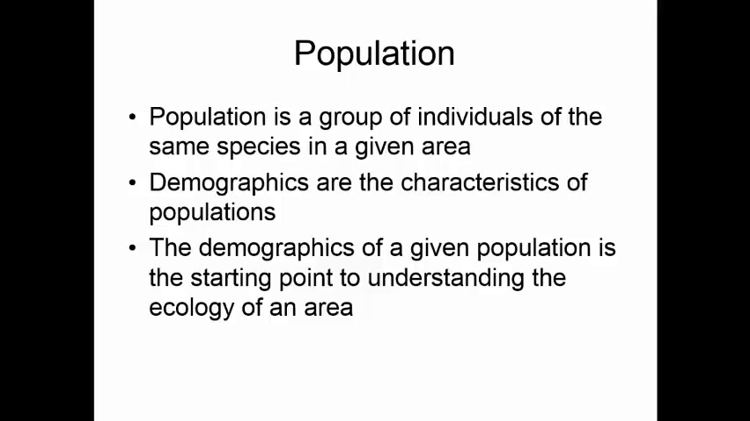And the demographics of a given population is the starting point to understanding the ecology of an area. So when you look at all the different types and all the different possibilities of that population, you can start getting an idea of what's happening in that area, where that population might be going as far as how it's changing and how it's adapting to the ecology and the organisms around it, and how all of these things are starting to interact.